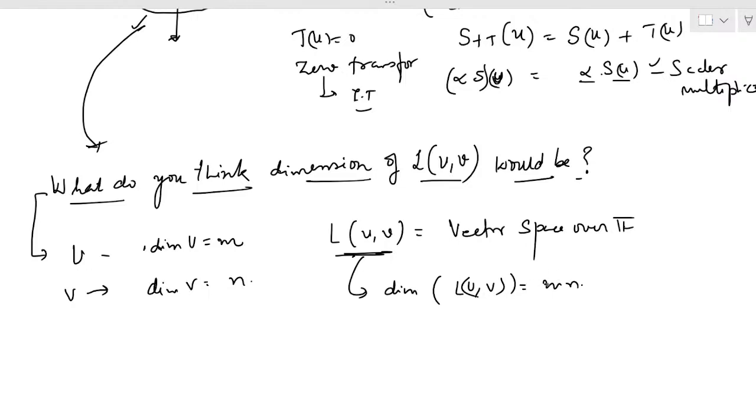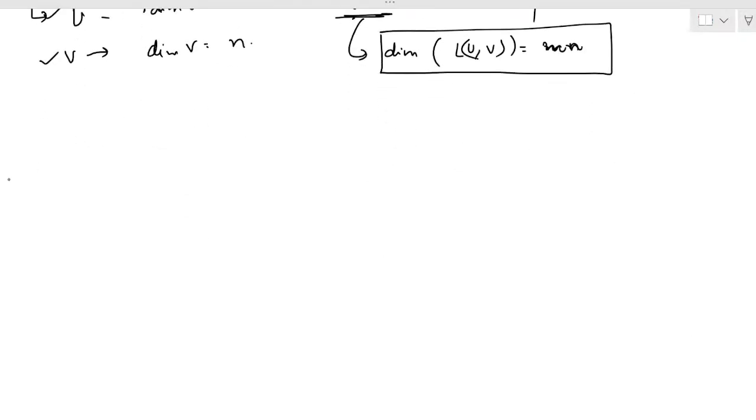It can be proven very easily, but let's not go into proofs, just write it. So if the dimension of U is M and the dimension of V is N, then the dimension of the space of all linear operators is equal to M into N. For example, if I want to write L(R squared, R), what does it represent?